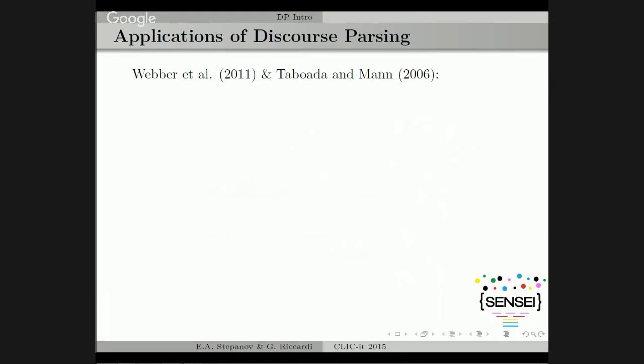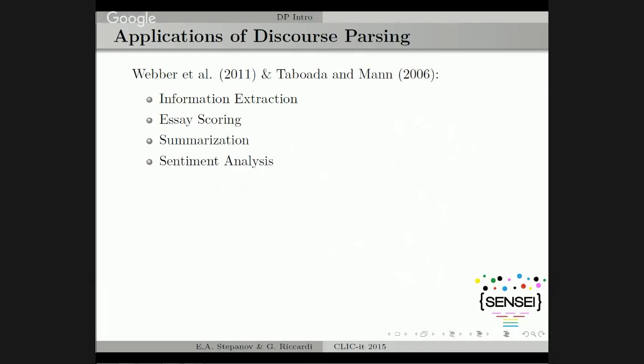So when you open any paper on discourse parsing, and here are two examples, you see that discourse parsing has many application areas like information extraction, essay scoring, summarization, and sentiment analysis, and many others. However, there are really few successful applications of discourse parsing.